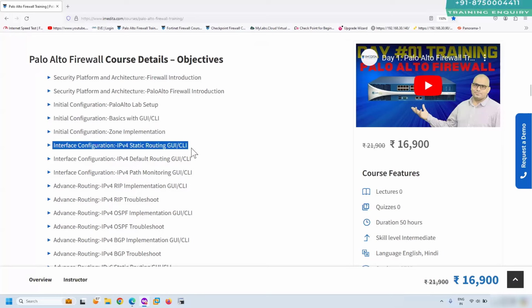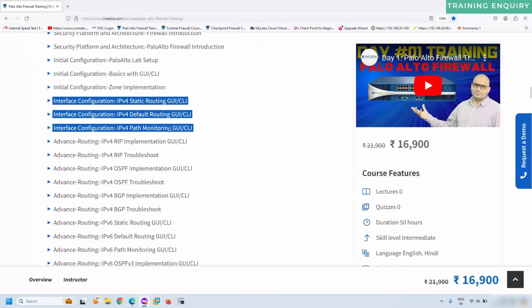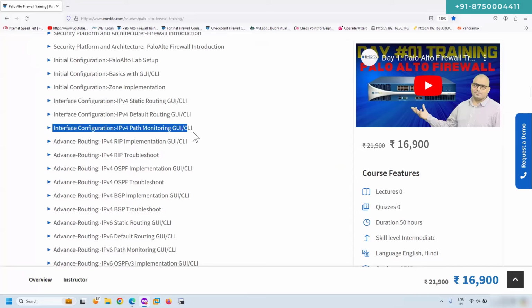After basics, we will learn static routing, default routing, and path monitoring. Just like other firewalls, Palo Alto Firewall supports static routing and default routing. Now the question is, what is this path monitoring? I hope you have worked on Cisco routers. On Cisco routers, we implement a feature called SLA, Service Level Agreement. On Palo Alto, the SLA feature is called path monitoring.